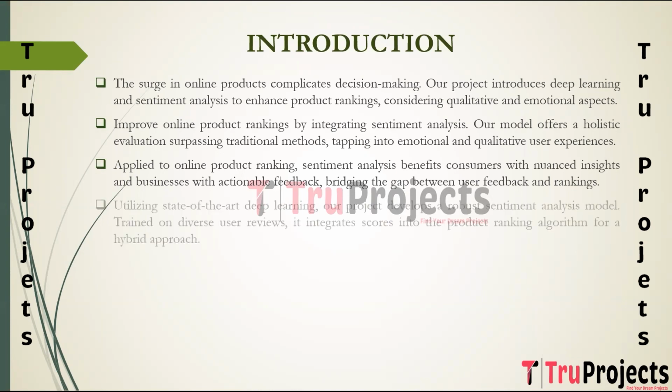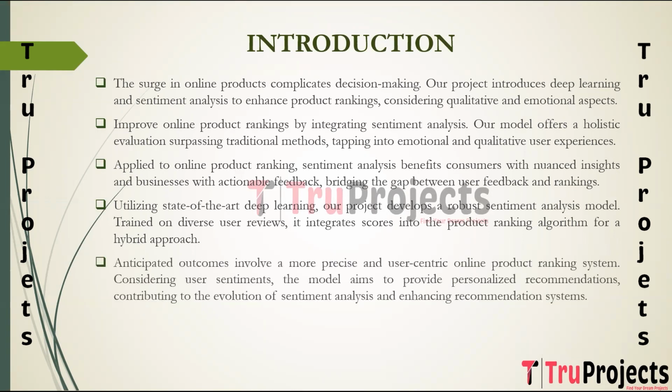The project employs state of the art deep learning techniques to develop a robust sentiment analysis model. The model is trained on a diverse dataset of user reviews, learning to recognize and categorize sentiments expressed in the text. The sentiment scores obtained are then integrated into the existing product ranking algorithm, creating a hybrid approach that combines both objective and subjective evaluations. The anticipated outcomes of this project include a more accurate and user oriented online product ranking system. By considering user sentiments, the model aims to provide personalized recommendations that align with the individual's preferences and expectations.